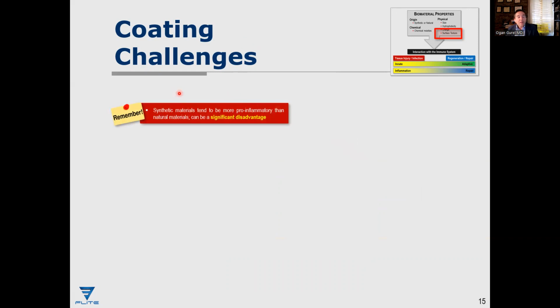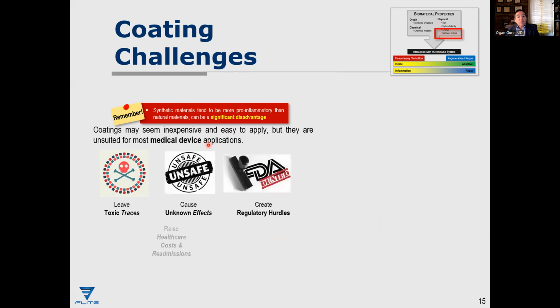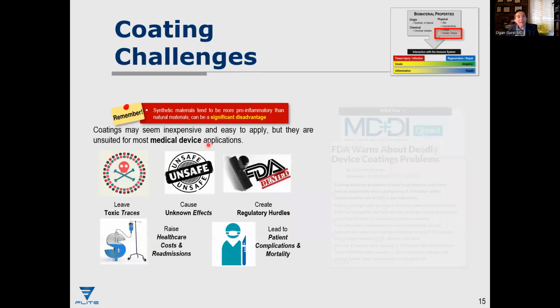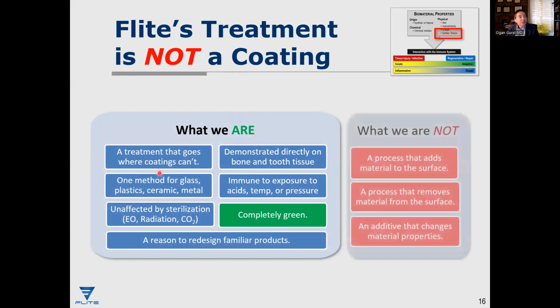So coatings, as well as chemical modifications, have significant disadvantages, particularly in medical devices. They can leave toxic traces, unknown effects, regulatory hurdles, extra costs, and patient complications. So Flight's treatment is not a coating, as we mentioned. It is a treatment, a nanotexturing. So we're not adding material, we're not removing material, and we're not an additive.